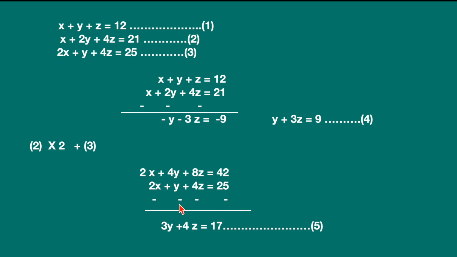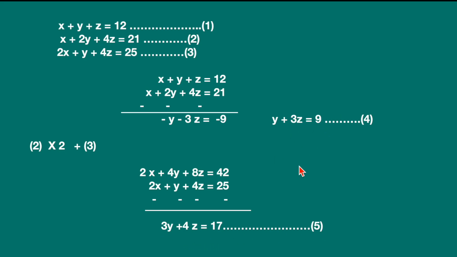Again, change all the signs because here they both are positive. We want one positive and another negative. That is why we are changing the signs. So here we have changed it. Now this will get eliminated. 4y minus y is equal to 3y. 8z minus 4z is equal to 4z is equal to 42 minus 25 is equal to 17. So here is the fifth equation.